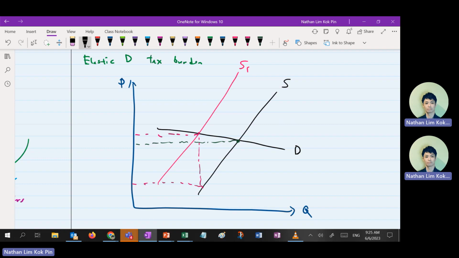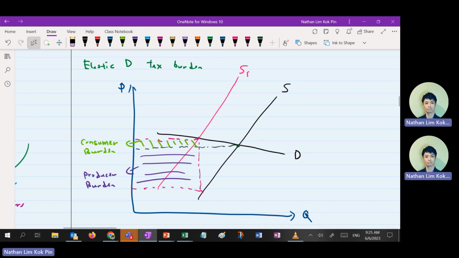Make sense? So this is the consumer burden, and another area is the producer burden. All right, then give a product name. Blackpink. Okay, can. Let's use Blackpink for a start.